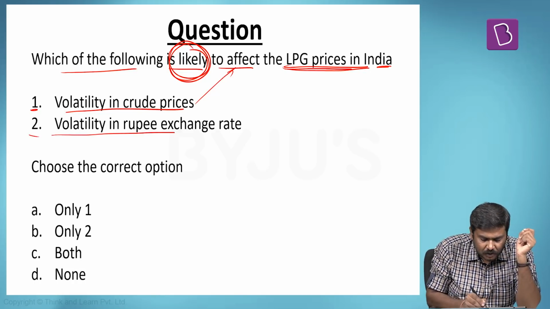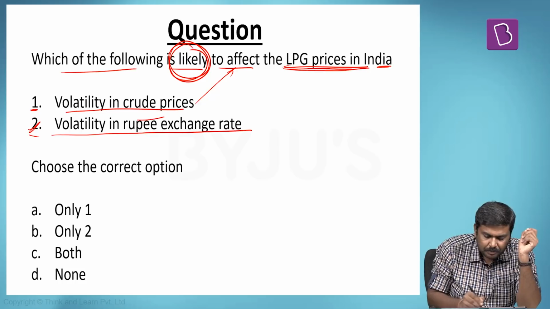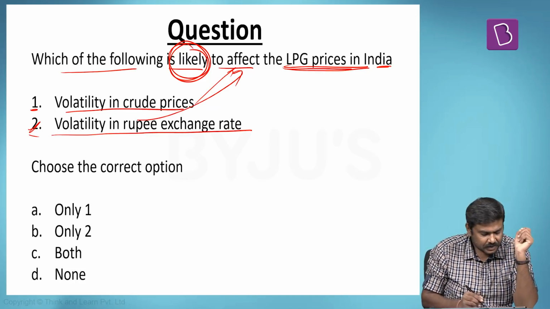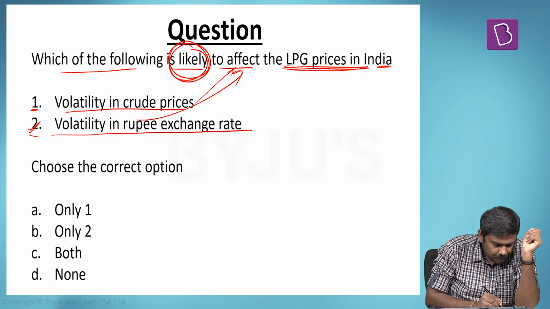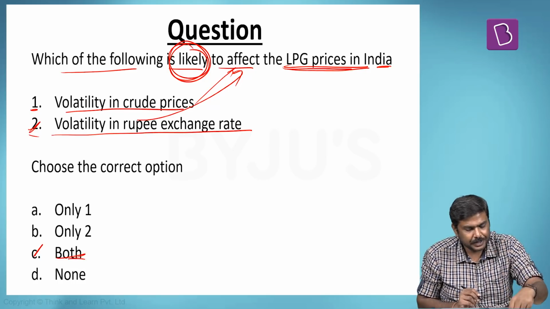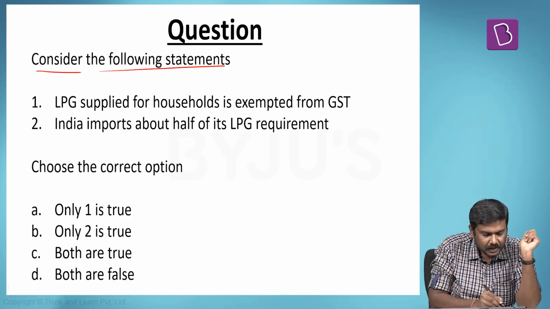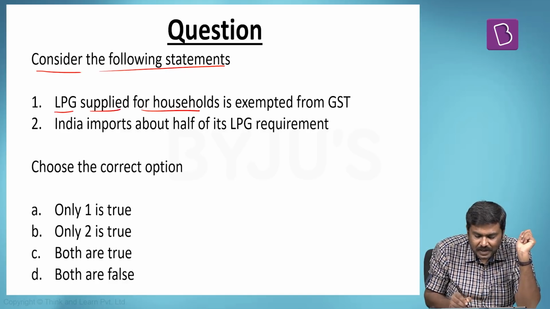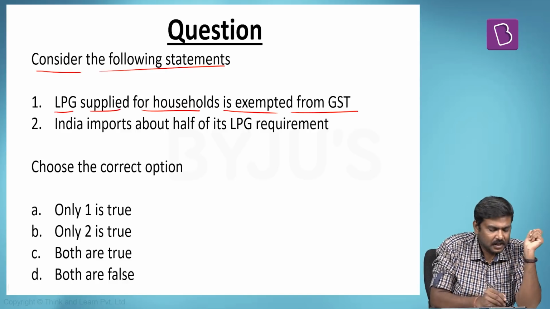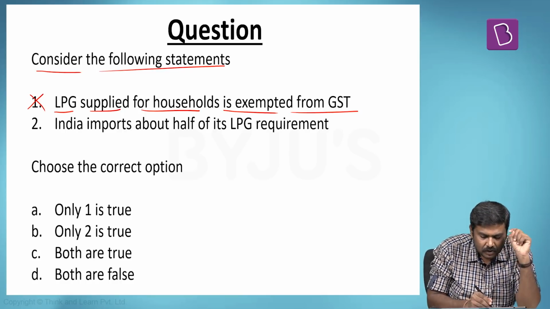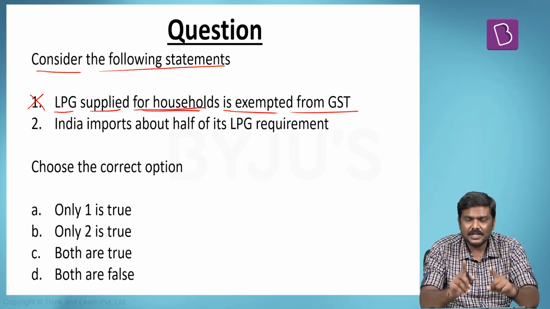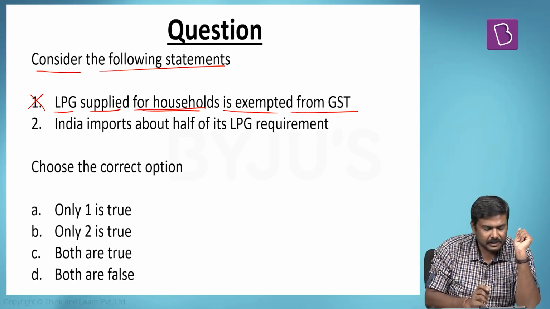Second, volatility in the rupee exchange rate. This will also have an impact on the LPG prices. So option C is the right option. Second question, considering the following statements. LPG supplied for the households is exempted from GST. Wrong. LPG supplied to the households is under the ambit of GST. Please remember this particular statement.